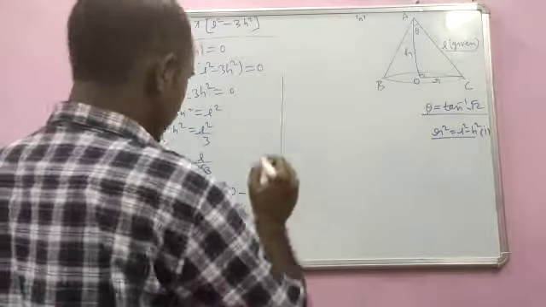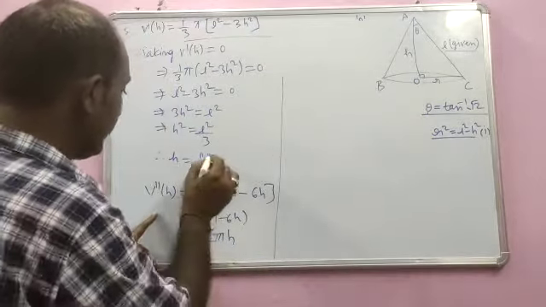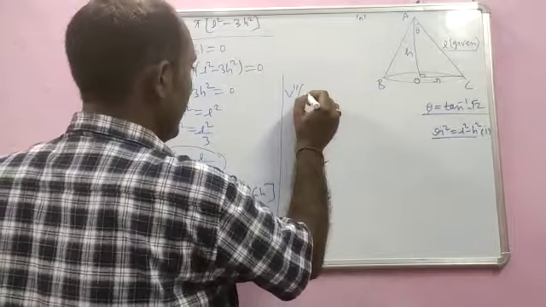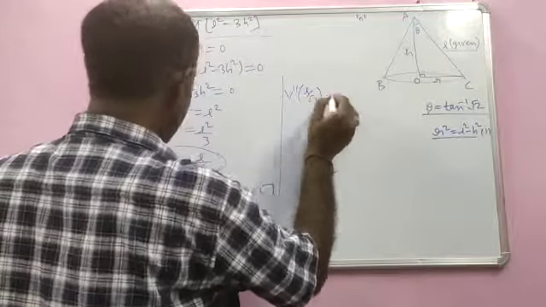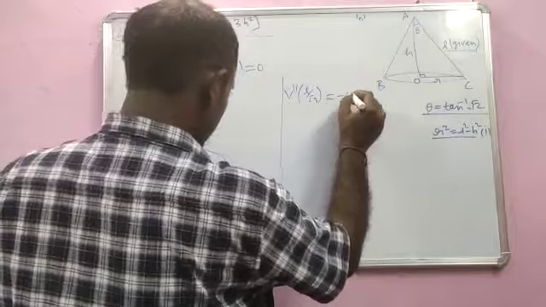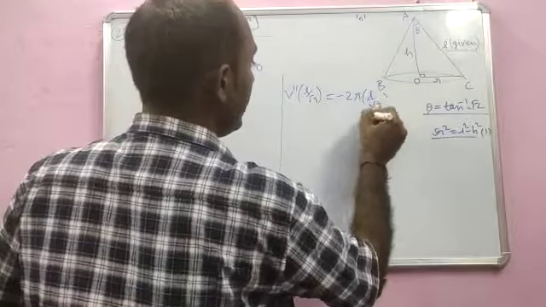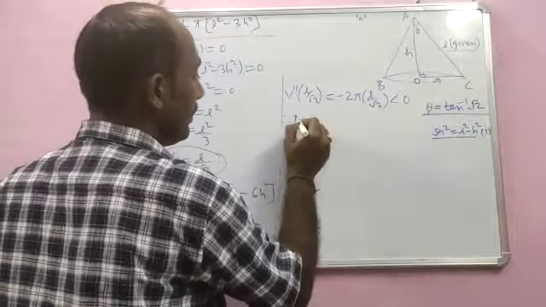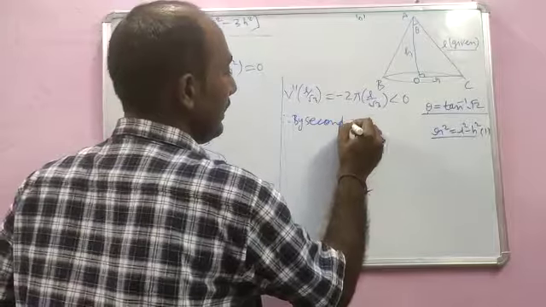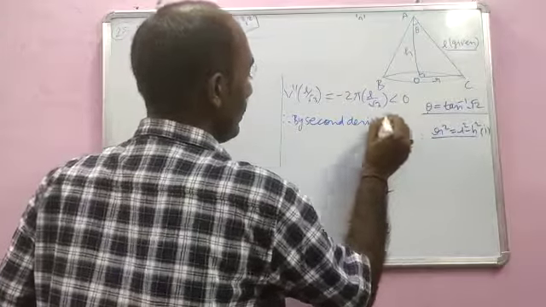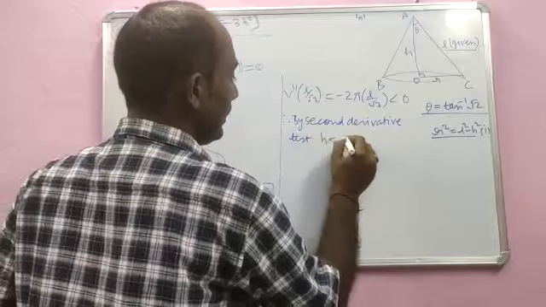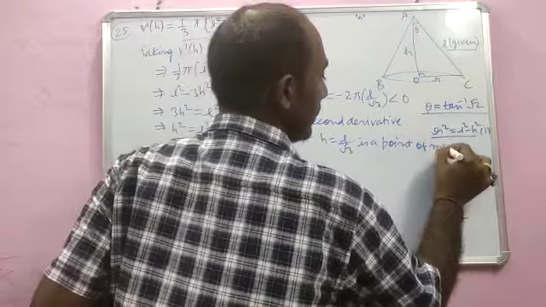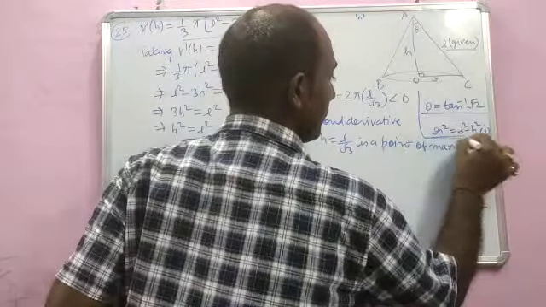So next, after calculating this value of v double dash h, we will check whether this is a point of maxima or minima. For that, we will write v double dash at L by root 3, replacing h by L by root 3, will be minus 2 pi L by root 3, which is less than 0 because you have a minus sign here. Therefore, by the second derivative test, h is equal to L by root 3 is a point of maxima. So we got that this is a point of maxima.